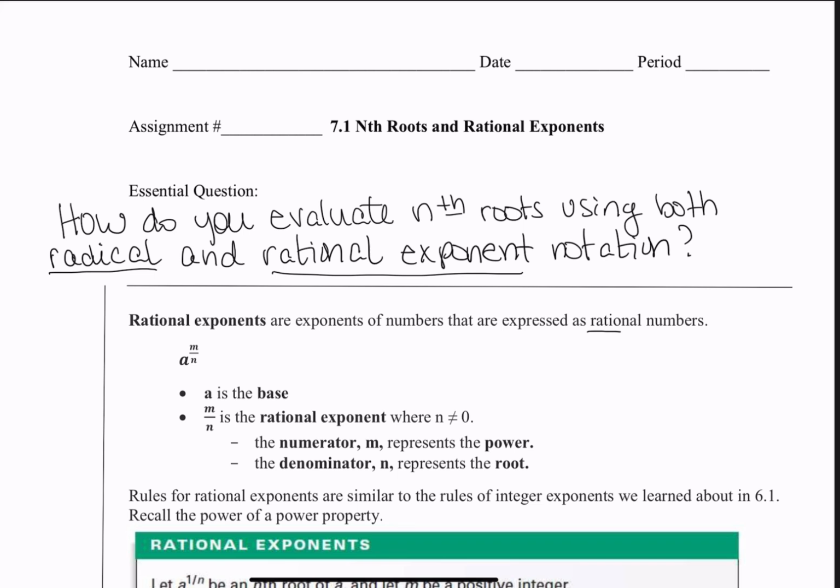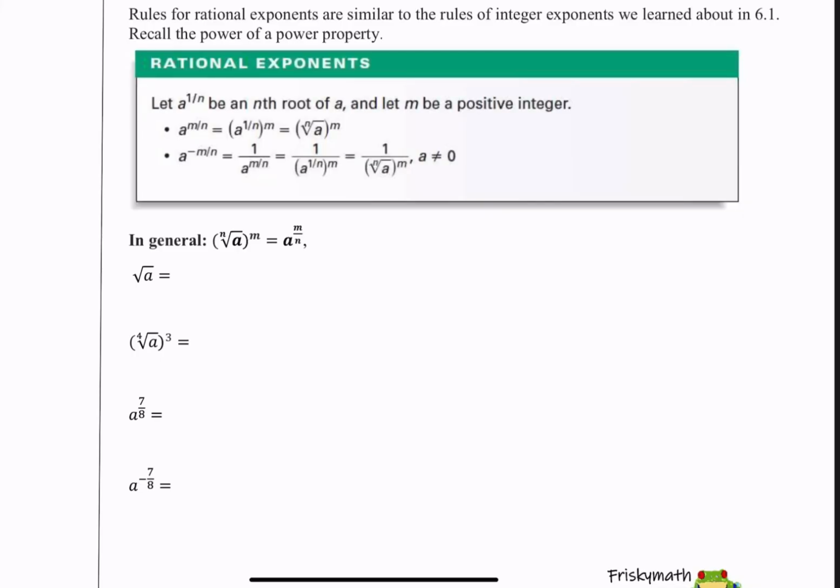For example, a to the m over n. Notice that that power, that exponent, is written as a fraction, m over n. Now, a is the base, m, which is your numerator, represents the power, what power you're raising it to. N, which is your denominator, represents the root. What root are you taking, like the square root?